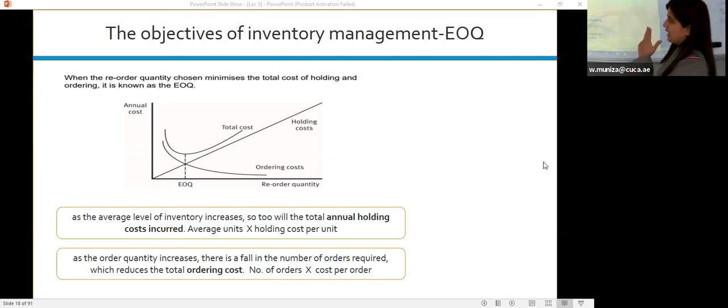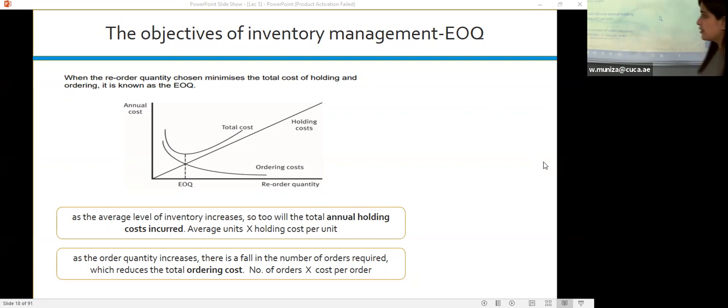So they say the average level of the inventory increases, so too will the total annual holding cost. So when the average level of the inventory is going to increase, the annual holding cost is also going to increase. And how are you going to calculate the annual holding cost? Average inventory multiplied by holding cost per unit. Got it? That is also known as CH. So holding cost per unit multiplied by average units is your annual holding cost.